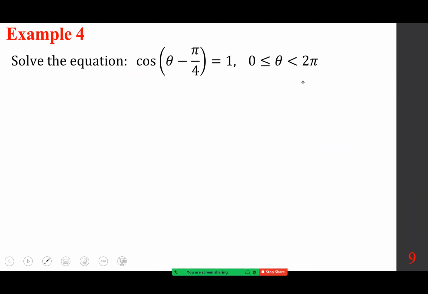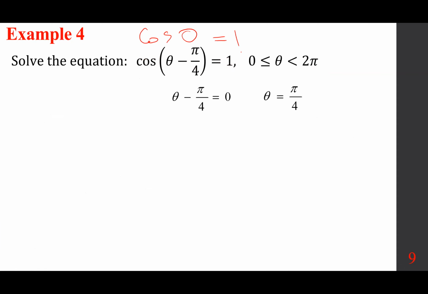All right, we want to solve this equation, and theta is between 0 and 2 pi. Cosine is 1. We know that cosine of 0 is 1. Therefore, theta minus pi over 4 must be 0, and theta must be pi over 4. The reason there is only one solution is because cosine of 0 equals 1. There's only one solution between 0 and 2 pi when cosine is 1.